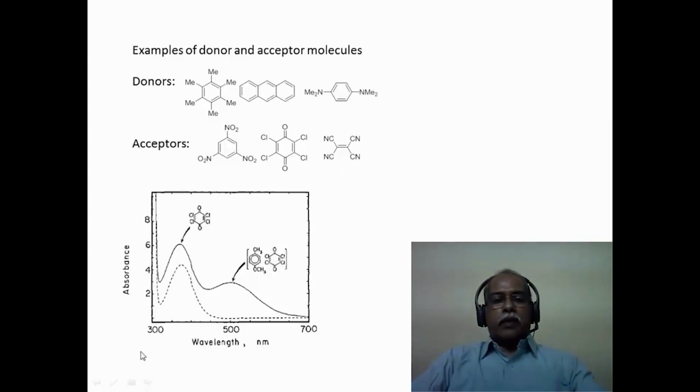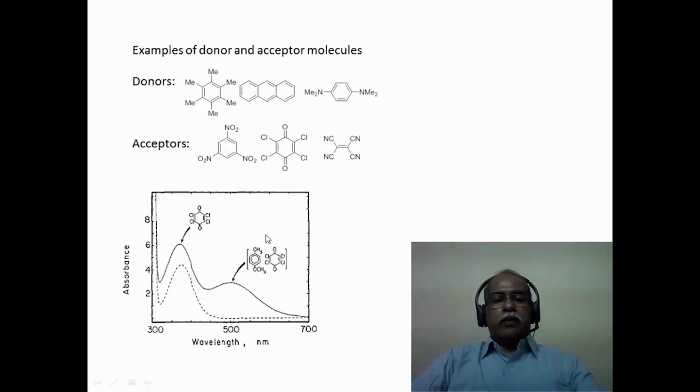Now if you take this spectrum, the first dotted line corresponds to the chloranil spectrum itself. In other words, chloranil has an absorption around 340 nanometers or so, corresponding to the pi to pi star transition of chloranil. When chloranil is mixed with paramethoxytoluene, a colorless substance, whereas chloranil is a pale yellow substance, a bright orange color is seen.